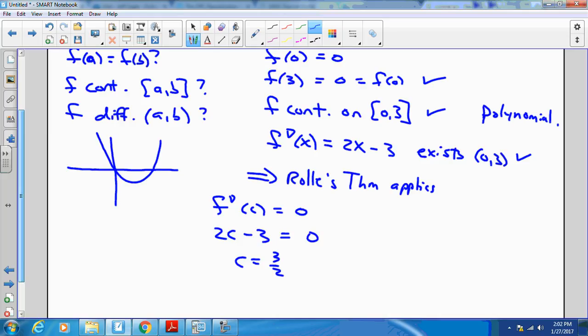It shouldn't be too surprising to you that when I graph f of x, because my graph is the graph of a quadratic parabola, the value of c that I got was located halfway between the two zeros. That works for quadratic parabolas, not for every function.